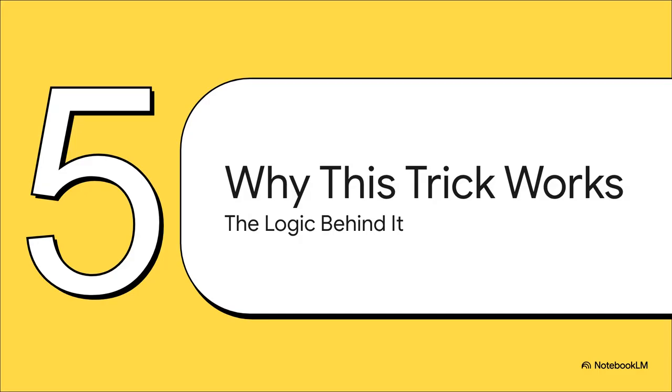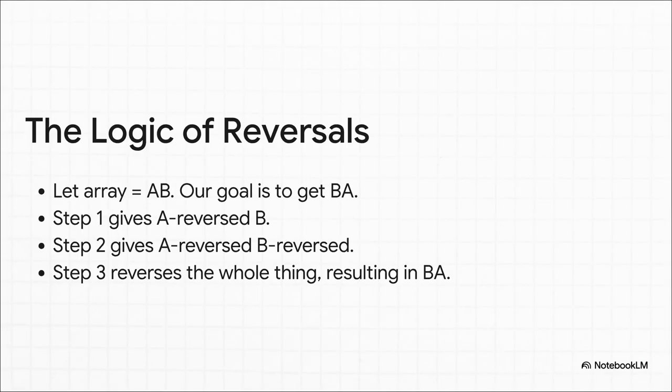It feels like a magic trick, I get it, but there's some really solid logic hiding behind it. So let's break it down. Okay, think of our array as 2 blocks. Block A is the part we want to move, so 1, 2. And block B is the rest, 3, 4, 5. Our goal is to get to B followed by A. Now our first 2 steps created a reversed A next to a reversed B.